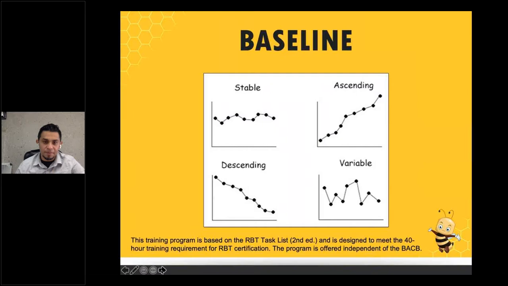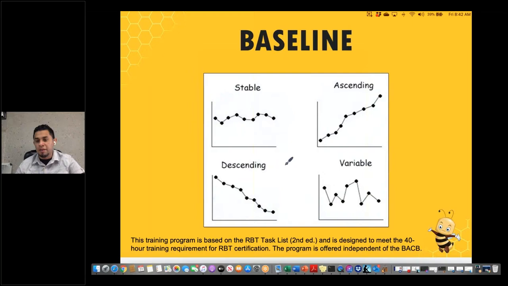So basically, when we look at baselines, people ask me, and aside from working at IPMB, I'm also an instructor, and I always ask a question for baseline, which is basically pre-intervention. Baseline is what happens before you start intervening, before you start doing anything at all. You get a few data points before you start introducing that intervention. So the most important thing to look for in a baseline is stability.